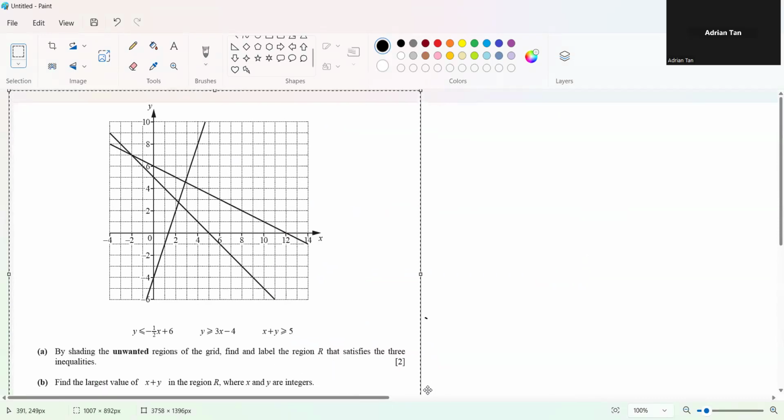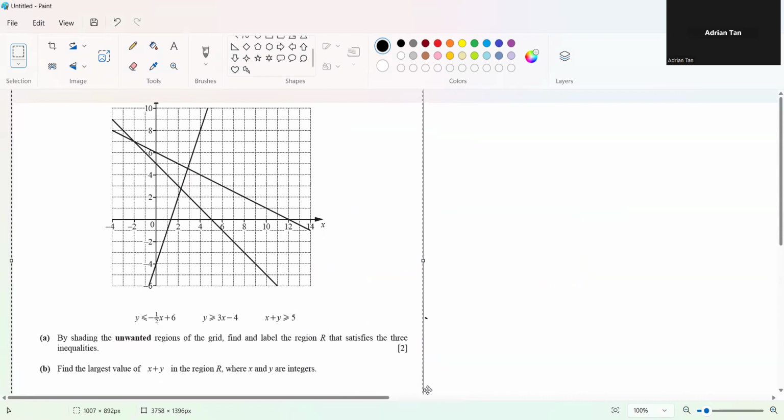Right. So for the sketch question here, they have drawn the graphs for us already. By shading the unwanted regions and label the region R that satisfies the 3 inequalities. So we need to identify which line is which, right? We can tell very easily because they all have different y-intercepts. So just by observing the y-intercept, we are good to go already.